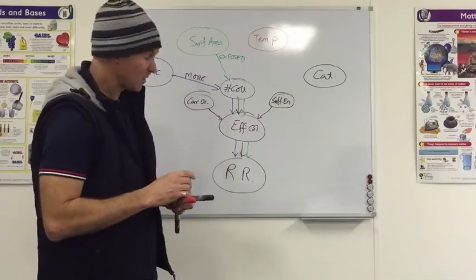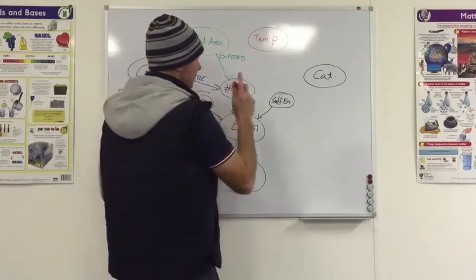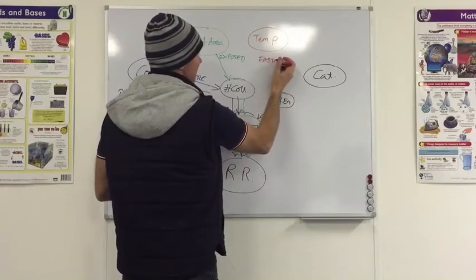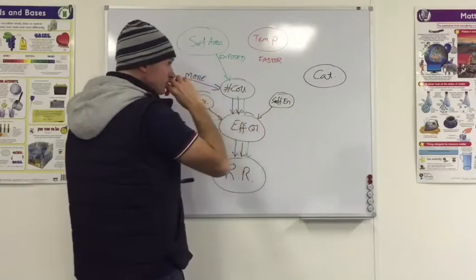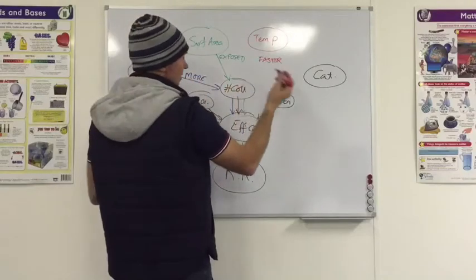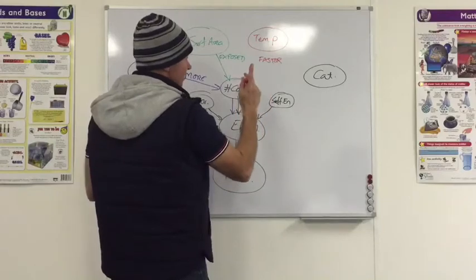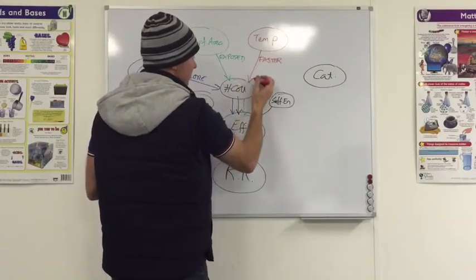Okay, getting the idea? Temperature is an interesting one because it actually has a double whammy effect. Obviously, we're making the particles go faster by increasing the temperature. So EK rises, or they're going faster. And that does two things. First of all, it also means more collisions.